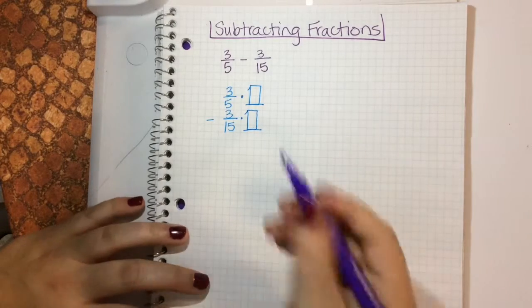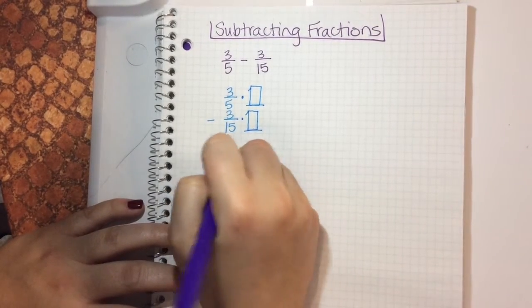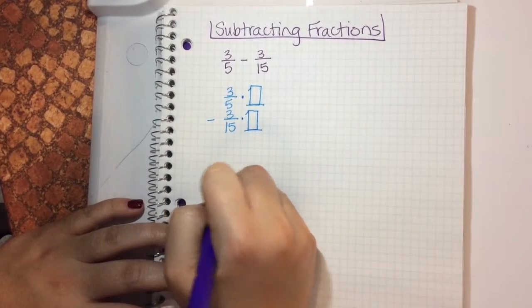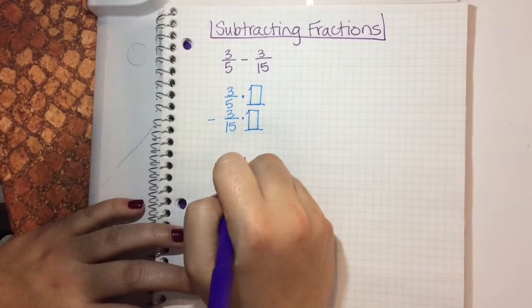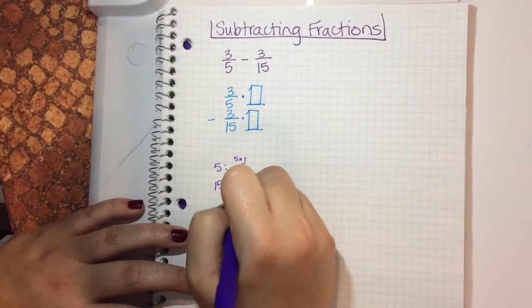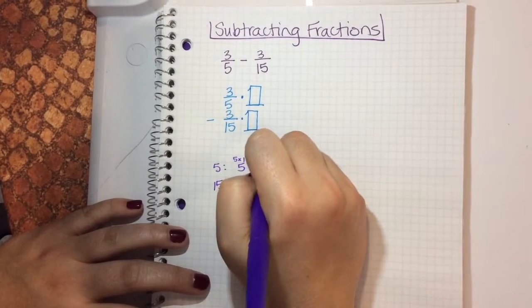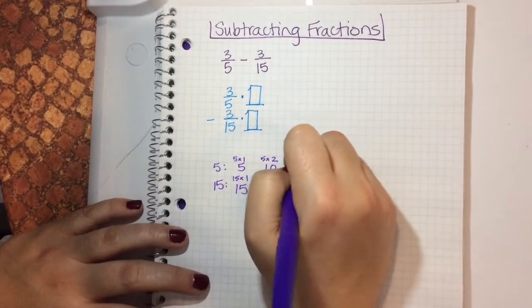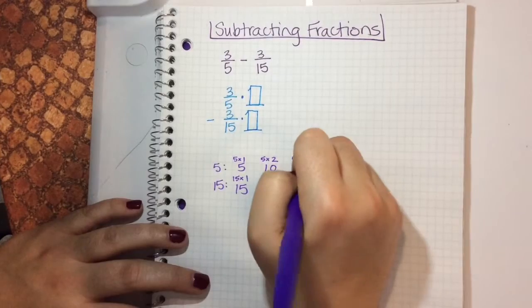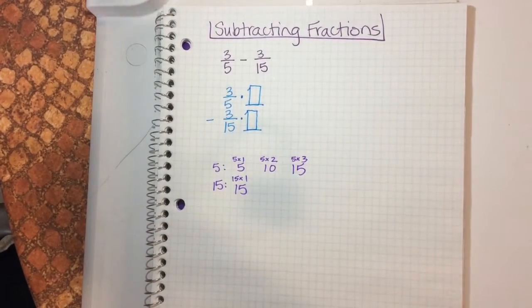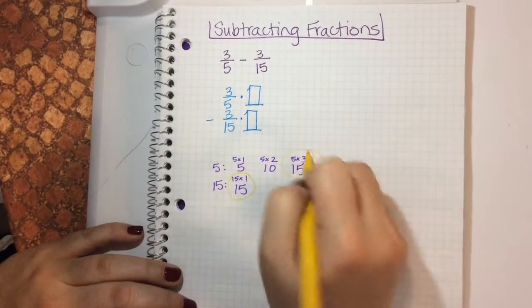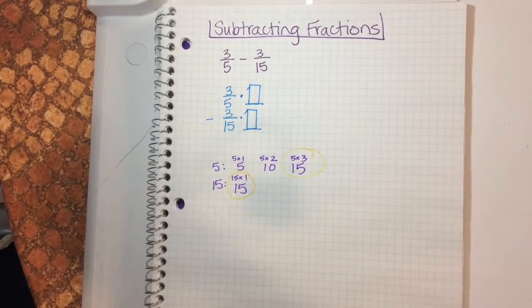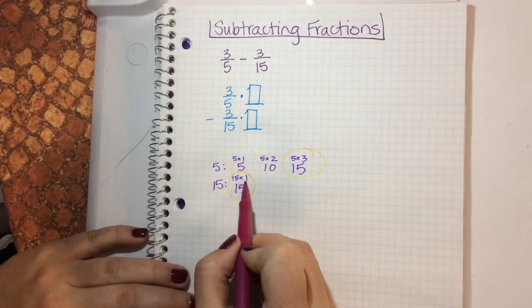So between 5 and 15, I know 5 times 1 is 5. 15 times 1 is 15. 5 times 2 is 10. 5 times 3 gives me that 15 that I want. So that is what's important to me here. Now I notice here 15 times 1.